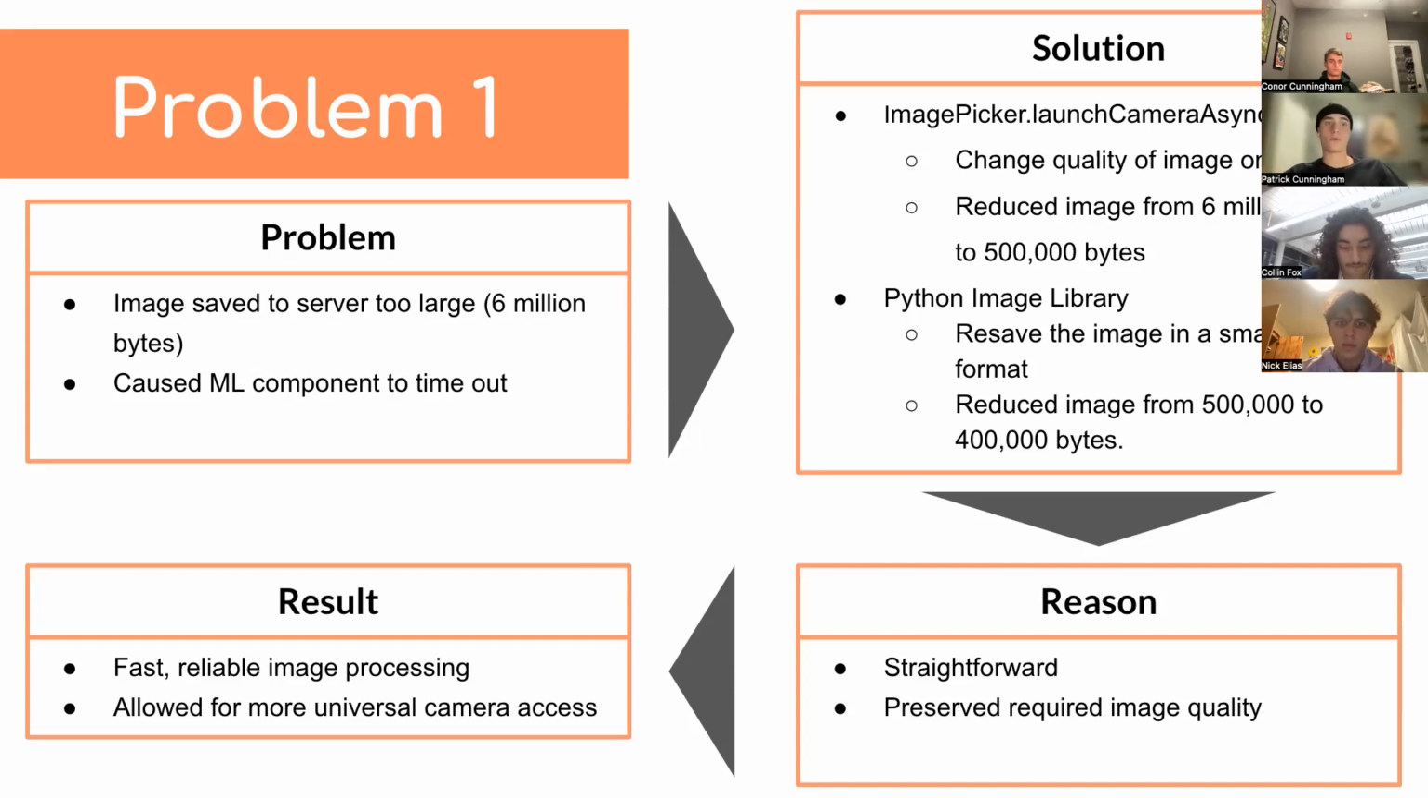And the reasoning for why we decided to do this was these were very straightforward and simple solutions. The quality setting was 1 line of code, and then the Python Imaging Library functions were only 3 or 4 lines. They're very straightforward. And again, it preserved the image quality well enough to still be used by the machine learning component. It was still able to recognize apples and eggs, even when the quality was drastically reduced.